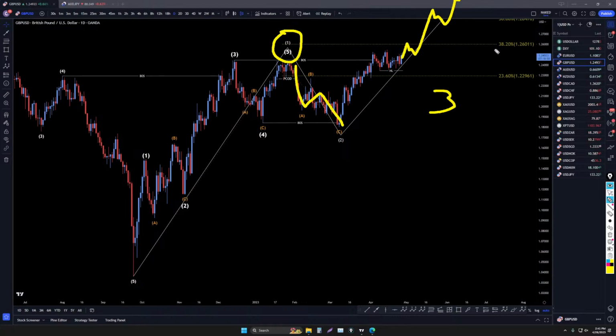On this one, we aren't even at a Fibonacci level yet, so I don't really see too much of a reason yet to think that this move is over on the higher time frames.